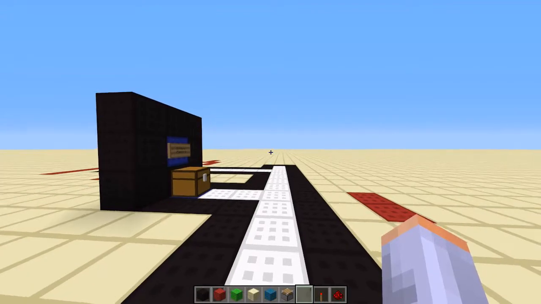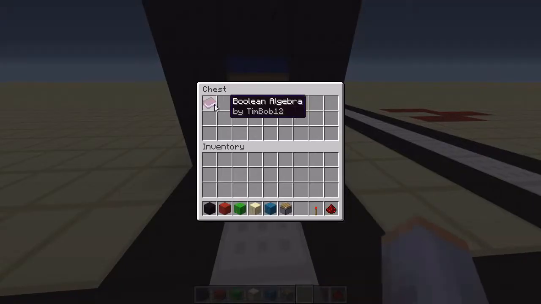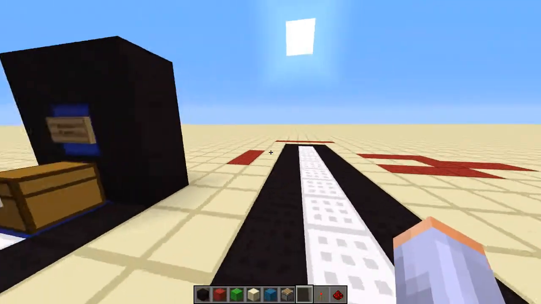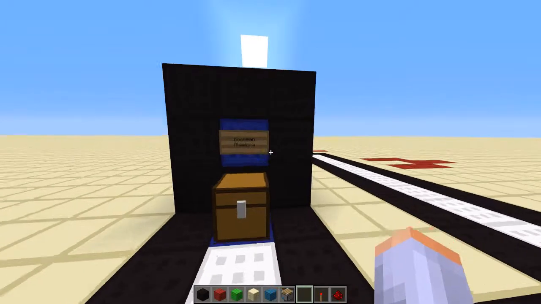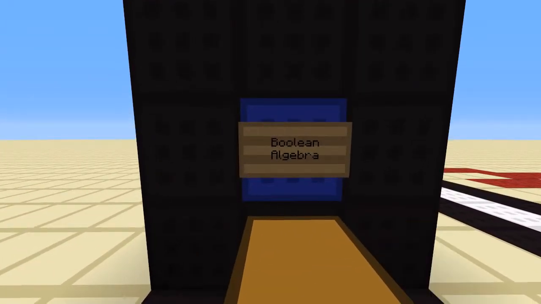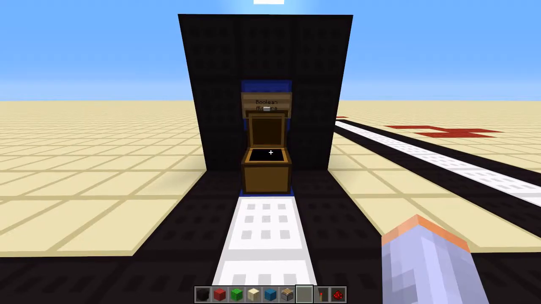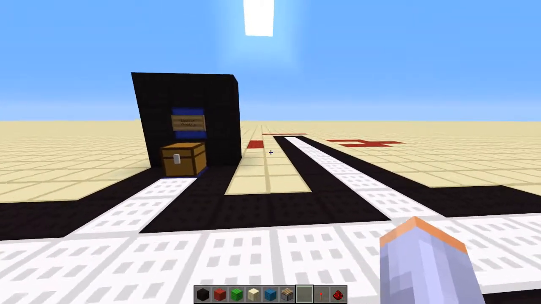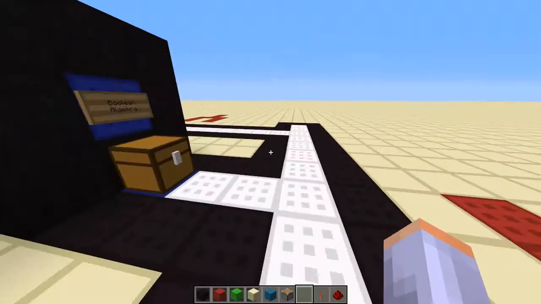I'm back in my world, and there's been a few changes. There is now a book in this chest, and we have a few skeletal outlines of a few things here, so we're going to go through that. Today, we're going to be looking at some Boolean Algebra, as you can see here. There's a book here with the basic information in it, and then we'll look at some of the basic logic gates that you can do with Boolean Algebra.